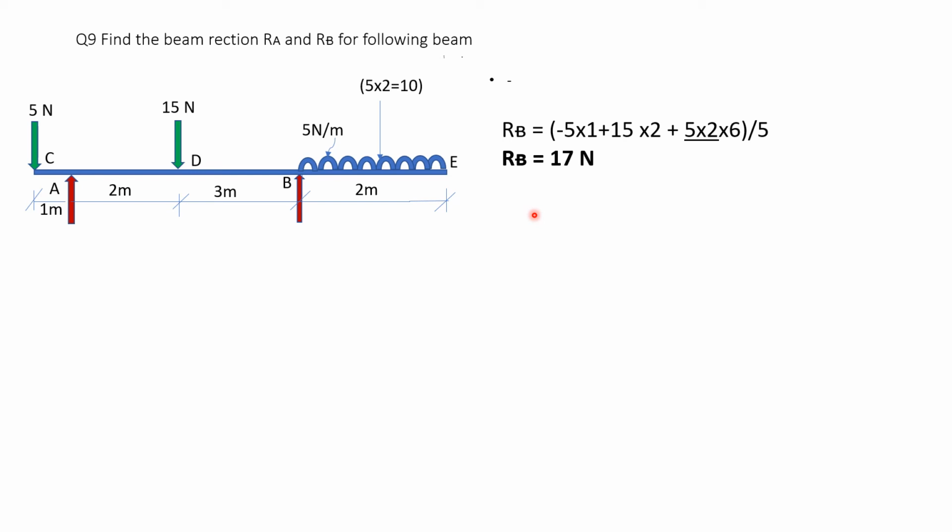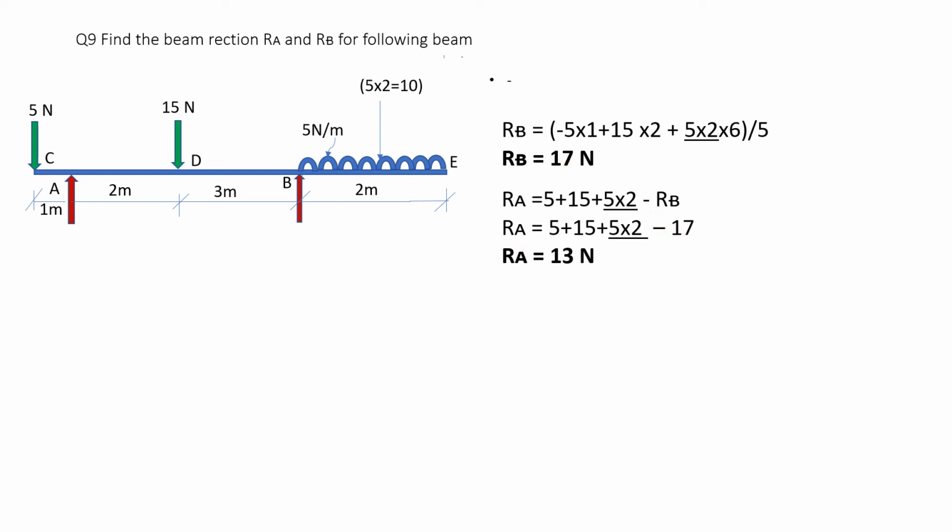you'll get RB is equal to 17. Now let us calculate RA. How we calculate RA? For RA, going downward, all the forces are taken as positive, so 5, 15 going down, so 5 plus 15. For this UDL, equivalent point load is 5 into 2, so write 5 into 2, and RB going up is minus, so 5 plus 15 plus 5 into 2 minus RB. RB is 17, so substitute here.